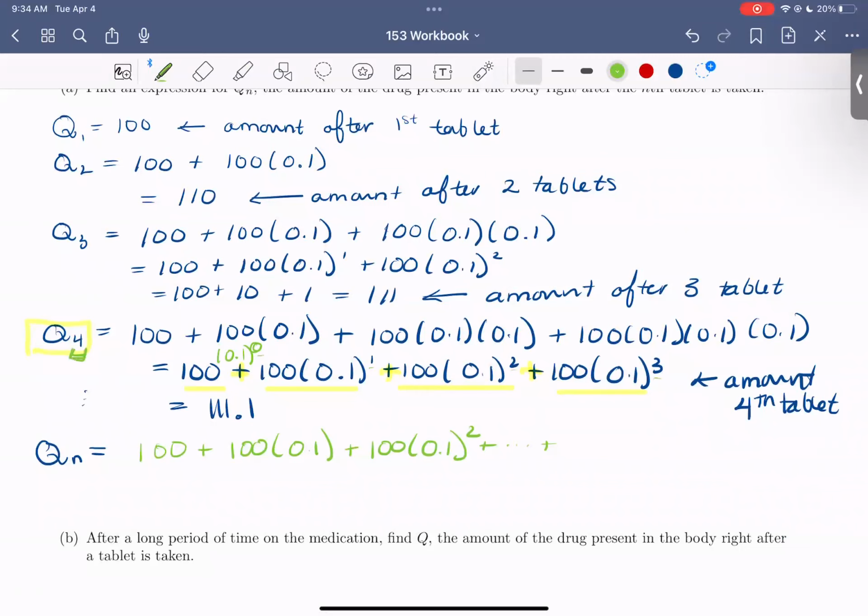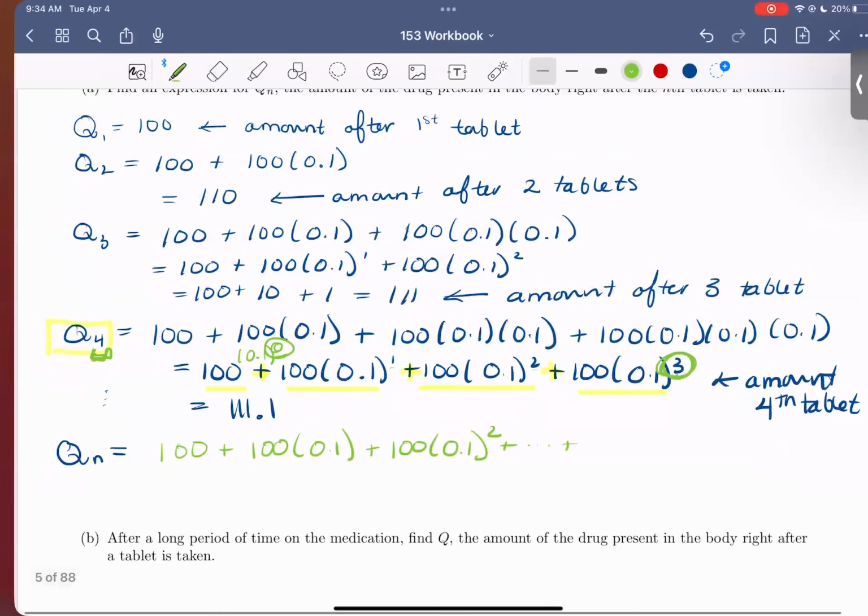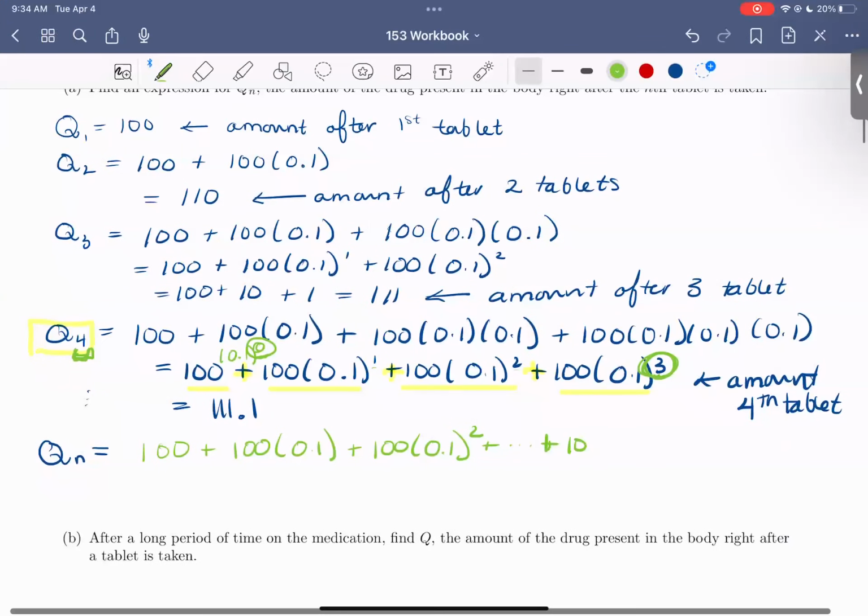With the fourth tablet, we only go up to 3 because we're also counting that 0th pill, the pill that we've just taken, as kind of the 0th one. So that's why the index at the end of this exponent is 1 less than the pill that we're on. So we'd add up all the way to 100 times 0.1 to the n minus 1.